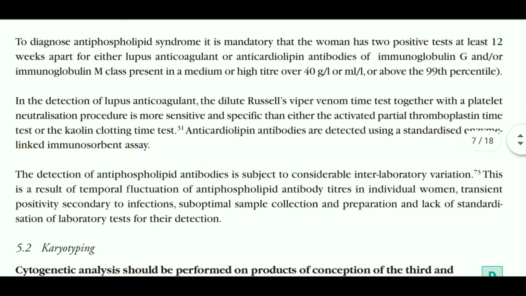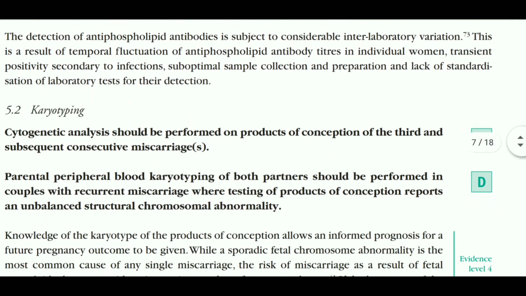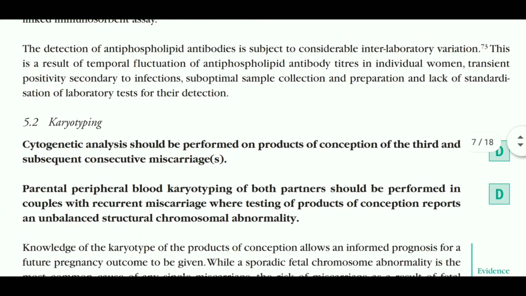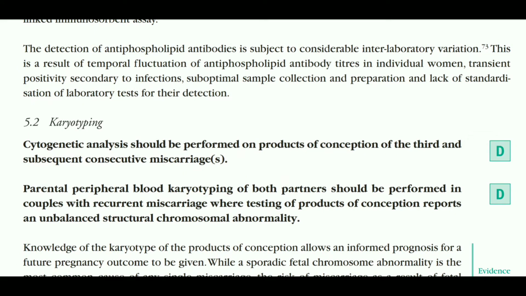What can be the interlaboratory variations in the detection of the antiphospholipid antibodies? The detection of the antiphospholipid antibodies is subject to considerable interlaboratory variation, and this is the result of temporary fluctuation of the antiphospholipid antibody titer in the individual woman, transient positivity secondary to infection, suboptimal sample collection and preparation, and the lack of standardization of the laboratory tests for their detection.